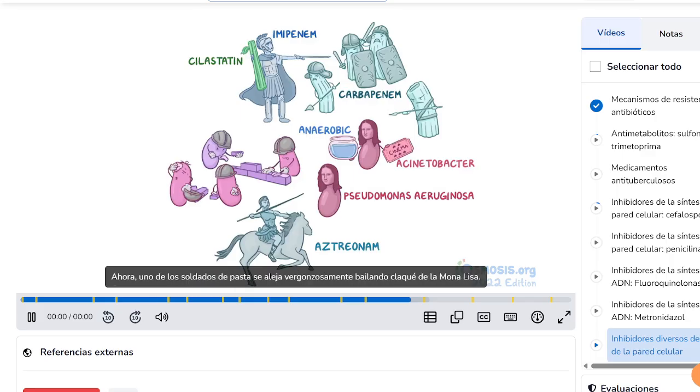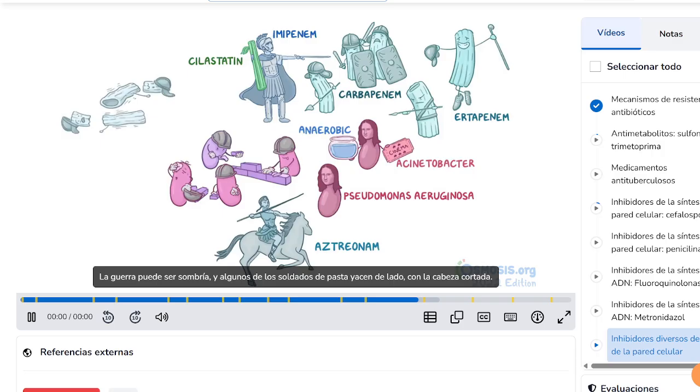Now, one of the pasta soldiers is shamefully tap dancing away from the Mona Lisa. He represents ertapenem, the only carbapenem with no effect against Pseudomonas. War can be grim, and some of the pasta soldiers are lying on their side, with their head chopped off and twitching. This will help you remember the severe central nervous system toxicities that could lead to seizures.